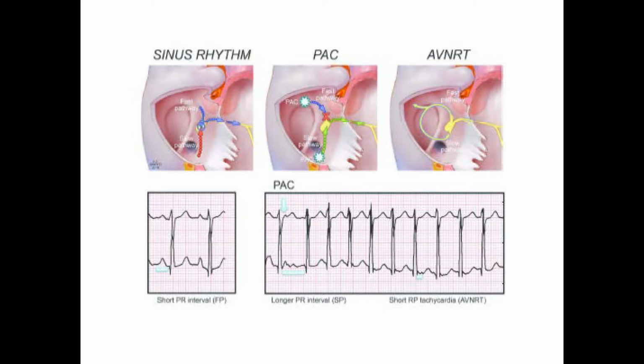You'll note that the PAC fires, it reaches the fast pathway, but it's refractory because it's too early. It hasn't recovered and it cannot conduct. It can conduct down the slow pathway, and there you see the PR interval prolong on that second beat.